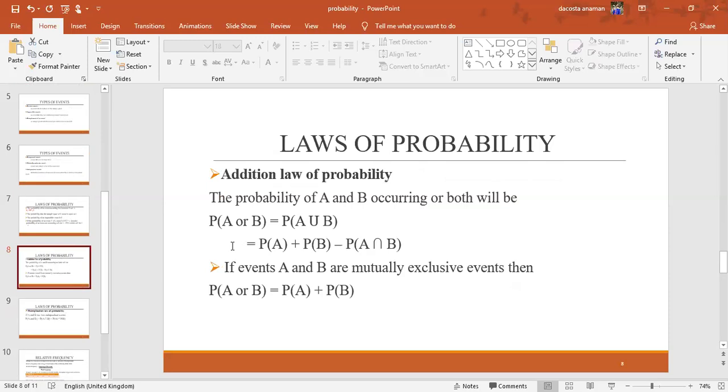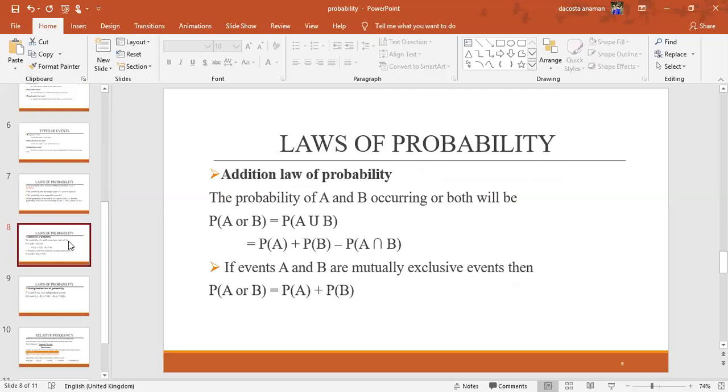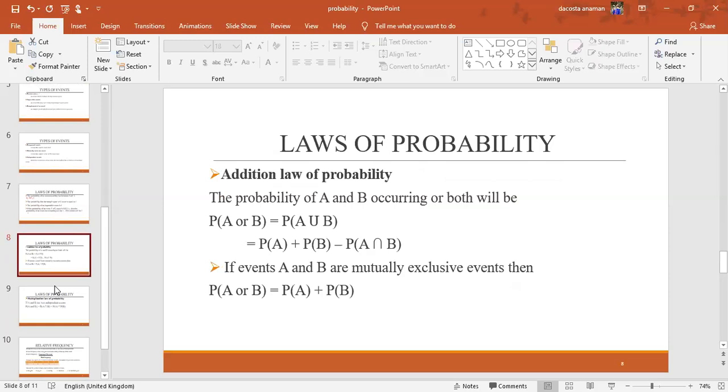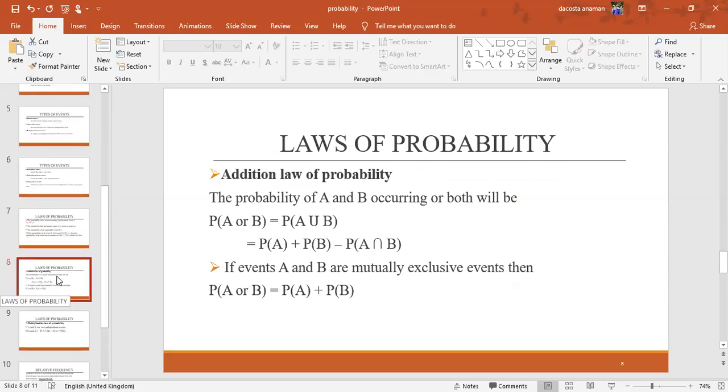We also talked about the addition law of probability and the multiplication law of probability, but we'll go over the addition law and the multiplication law with the relative frequency today. Then we solve a lot of examples, then we bring the chapter on probability to an end.